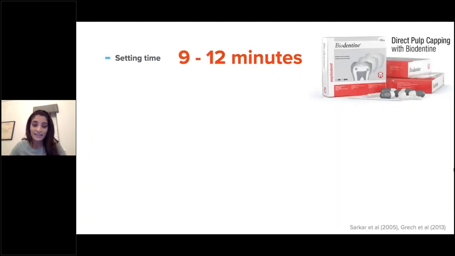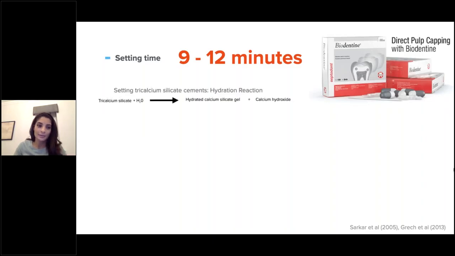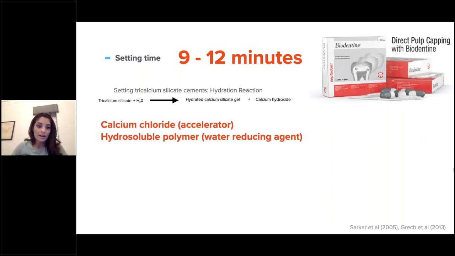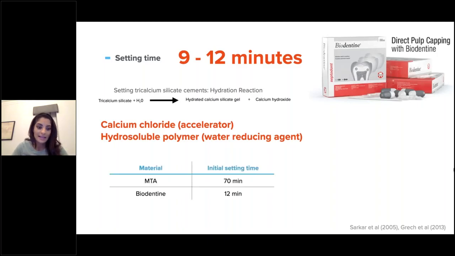Another advantage is that the setting time of biodentine is 9 to 12 minutes, which is a lot faster than any other tricalcium silicate on the market. Not those that are light cured, but any normal one, for example, MTA. And the setting reaction of tricalcium silicate cements is with a hydration reaction. So we get calcium hydroxide release, which was responsible for the alkalinity. But calcium chloride and the hydrosoluble polymer are accelerators, and that's what gives it a much shorter setting time compared to MTA.